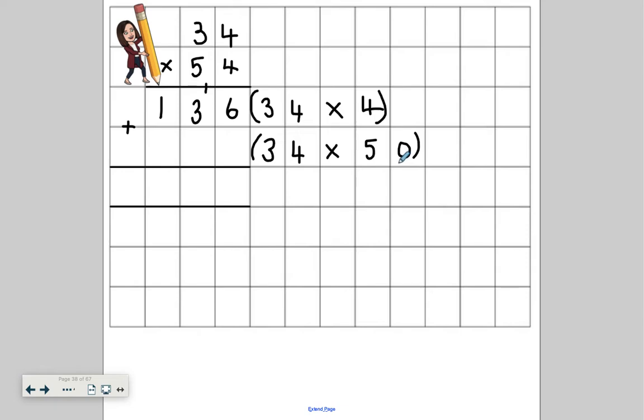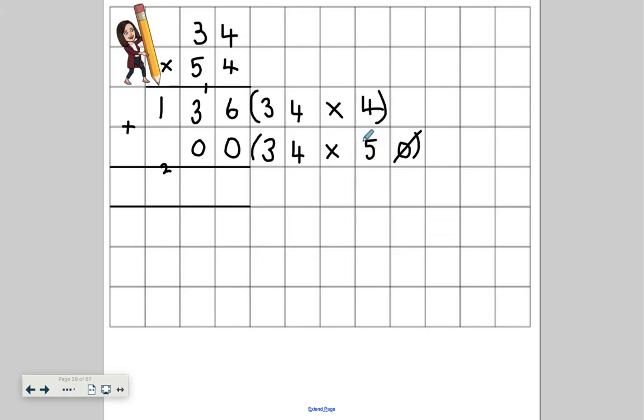Now, we have a 0 here, and what I like to do is steal the 0 and put it straight away in our units column as a placeholder, so we can steal it and then we can do our calculation. So we're going to do 5 times 4 first. So 5 times 4 is 20. So I've put my 0 there and carry the 2. So we just sneaky put the 2 there because obviously I can't put it above.